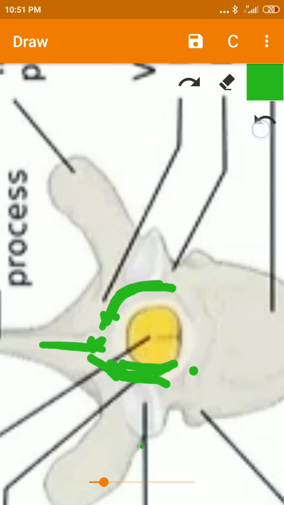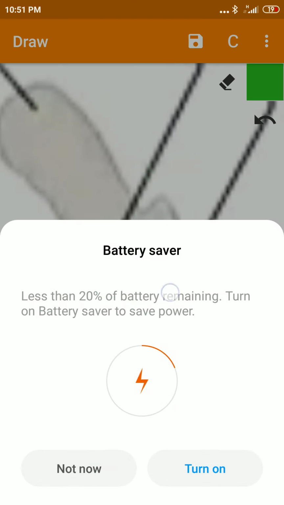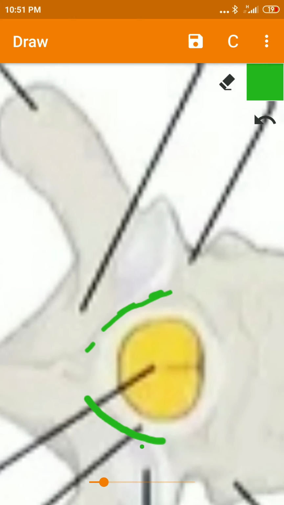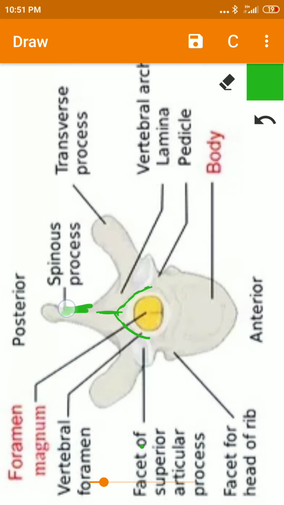So here you can see again the medial side. You can see the facets are somewhat lateral. So the pedicles on the medial side run posteromedially and then form the spinous processes. Okay, so this is about the laminae. They form the posterior boundary of the vertebral foramen.